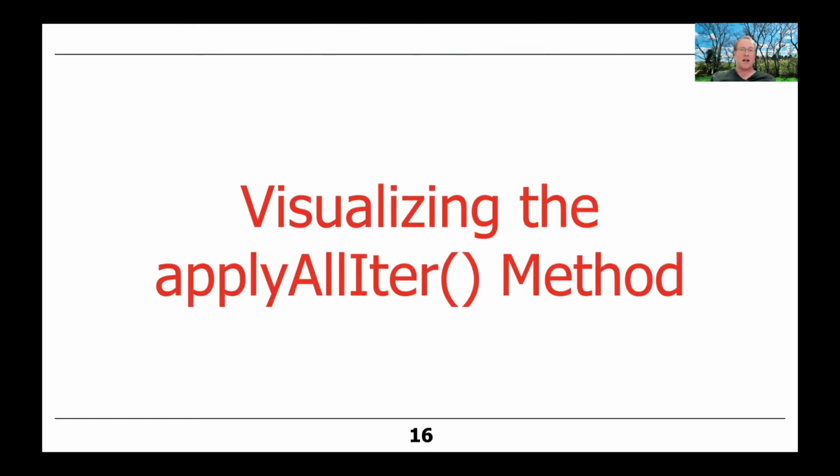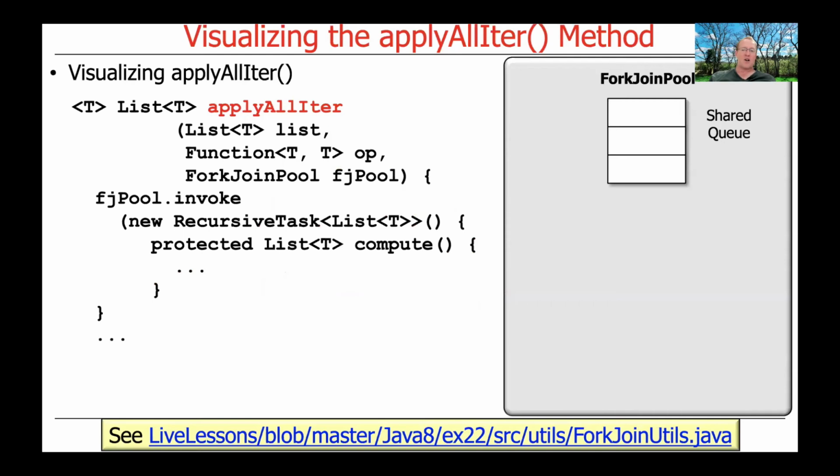So let's visualize this a little bit. Sometimes it's easier to understand things if you see what they're doing as opposed to just reading the code. So this is what we're going to do. The left-hand side will be snippets of the code that we just looked at, and the right-hand side will be a visualization of what's actually taking place under the hood for this particular fork join pool that we've got.